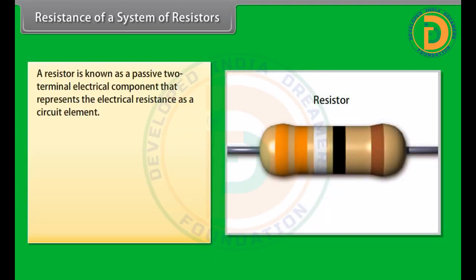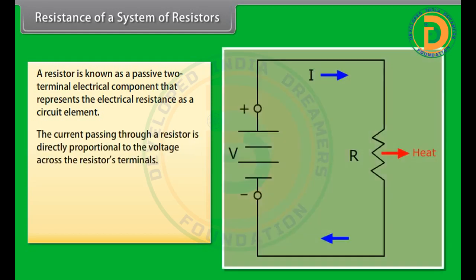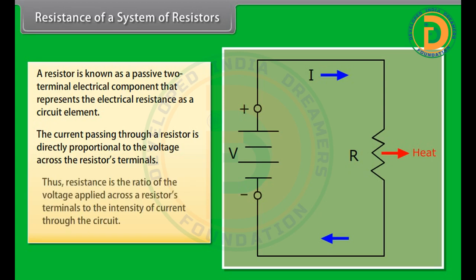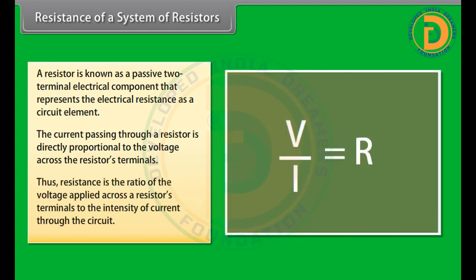A resistor is known as a passive two-terminal electrical component that represents the electrical resistance as a circuit element. The current passing through a resistor is directly proportional to the voltage across the resistor's terminals. Thus, resistance is the ratio of the voltage applied across a resistor's terminals to the intensity of current through the circuit. Combination of resistors. Combination of resistors are of two types.